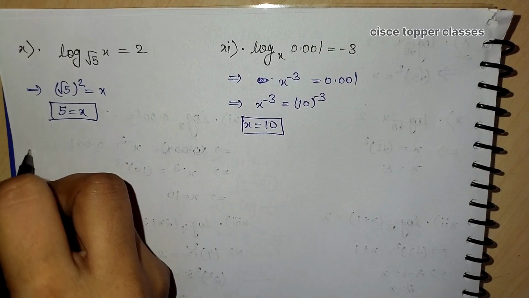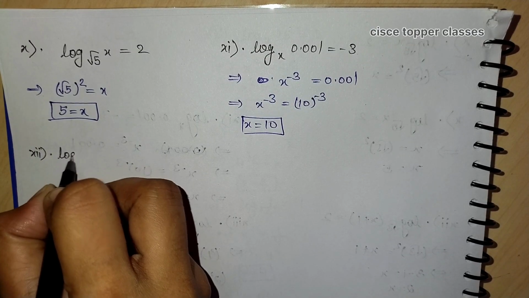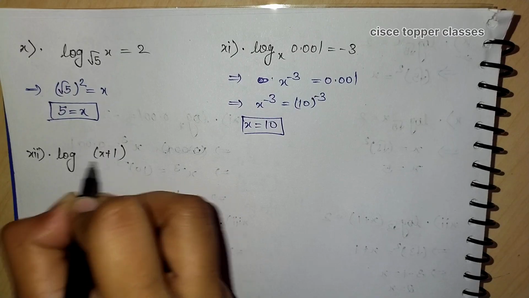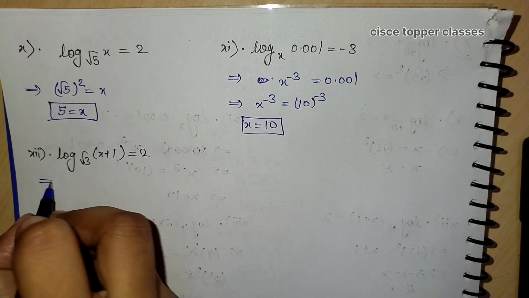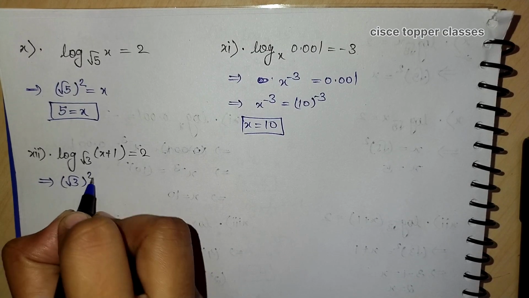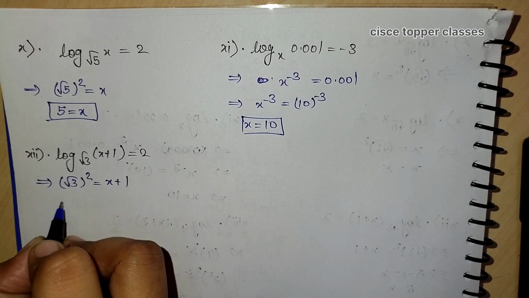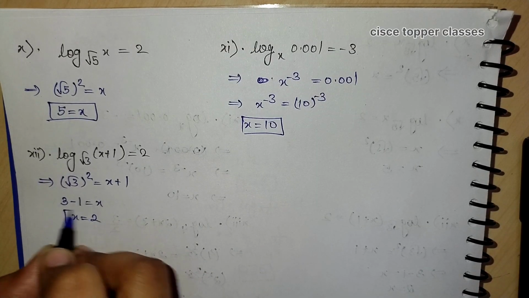Now the 12th part here is log of x plus 1 with base under root 3 equal to 2. So we can write this as under root 3 the whole square equal to x plus 1. So it will be 3 minus 1 equal to x. From here x is equal to 2.